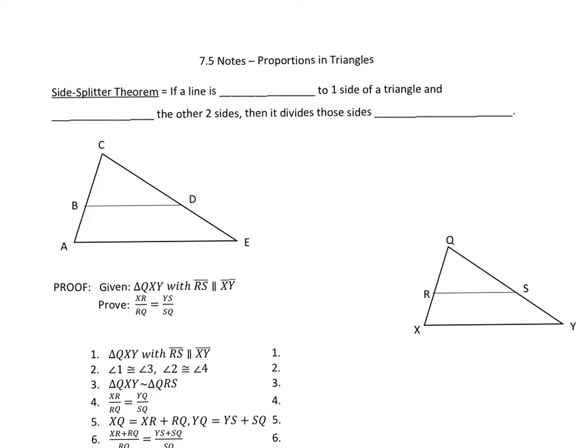5, more proportions in triangles. If you haven't noticed, we're doing a lot of proportions this chapter. There is a theorem. It's called the Side-Splitter Theorem. It splits the sides, not equally, but it splits them. And it says this: if a line is parallel to one side of a triangle and intersects the other two, so it's parallel but also intersects the other two sides of the triangle, then it divides those sides proportionally.